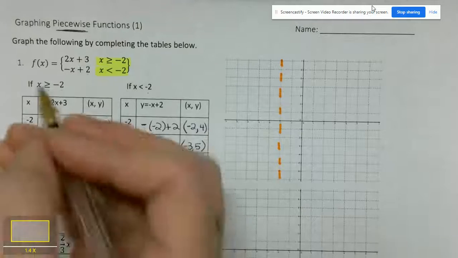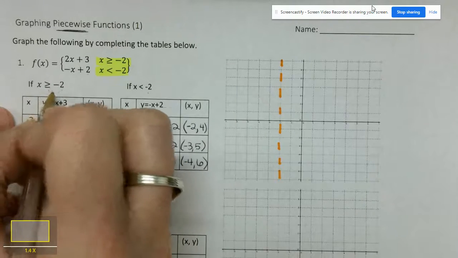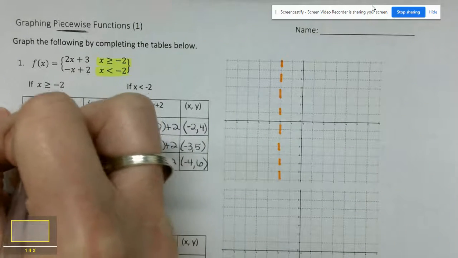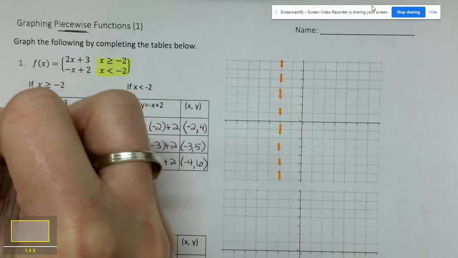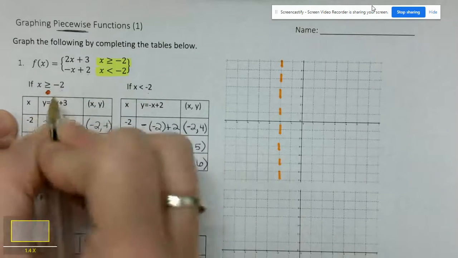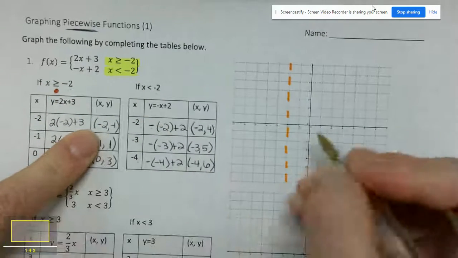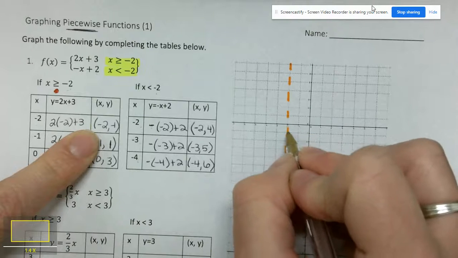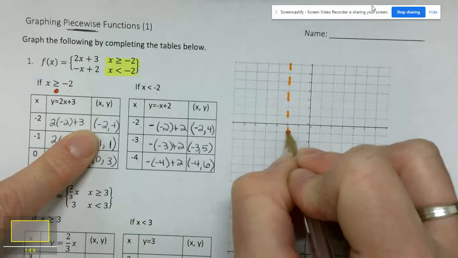Now, I'm going to start with x greater than or equal to negative 2. Since that's an equal to, that means I'm going to have a filled-in circle where negative 2 is at. So negative 2 is negative 1. So negative 2, negative 1, that's going to be a filled-in circle right there.